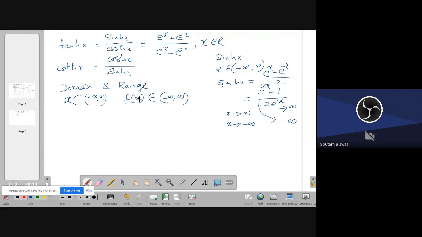Sin hx lies between minus infinity and plus infinity. In this way, you can find out cos hx, the domain of cos hx. So for x lying between minus infinity to infinity, cos hx will lie from 0 to infinity.